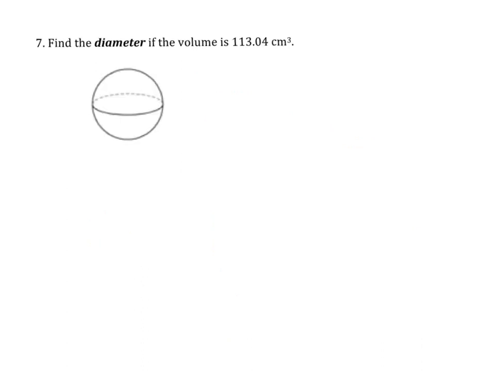Here's our next example. Find the diameter if the volume is 113.04 centimeters cubed. We identify that the shape is a sphere, and then we write the formula for volume of a sphere. Volume equals 4/3 pi r cubed. Notice that there is no height here.